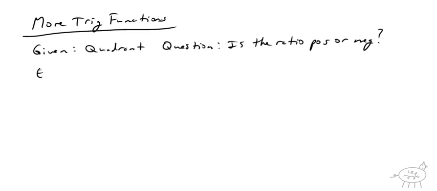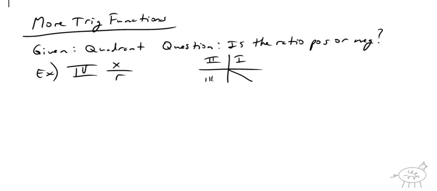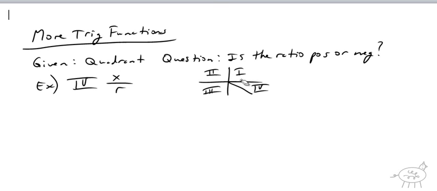Okay, so here's a couple examples. I tell you it's in quadrant 4, and I give you a ratio, x over r. I just want to know, is that positive or negative? Well, it doesn't hurt to make a sketch. You're in quadrant 4, right? And just to recall how to remember quadrants, this is quadrant 1, 2, 3, and 4. You know that because of counterclockwise, 1, 2, 3, 4. Okay, you got to know that.